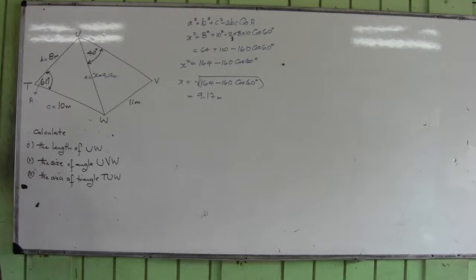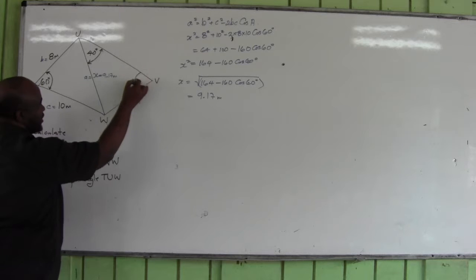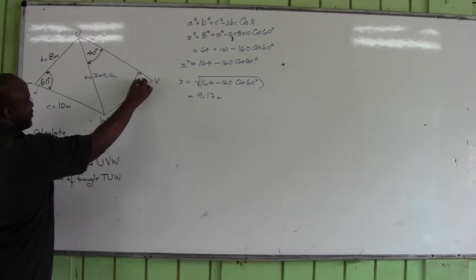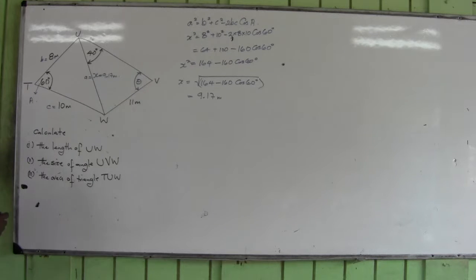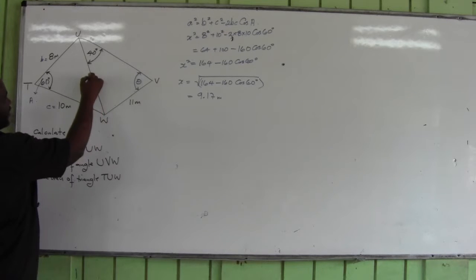What is the next thing we're asked to find? We're asked to find the size of angle UVW. You should remember, whenever three letters are used to reference an angle, the angle is always at the letter in the middle. So this is angle UVW. This is the angle I want us to find. Let's call it theta. Alright? So now I know that this side here is 9.17 meters.